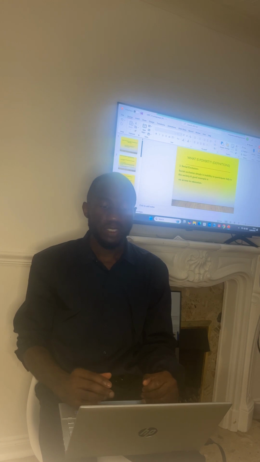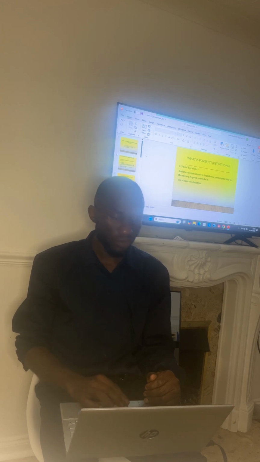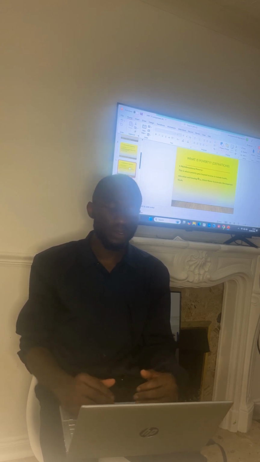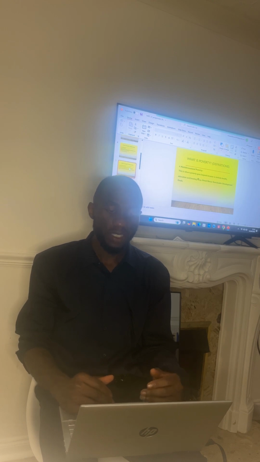Social exclusion simply is the inability to participate fully in society. A good example is no access to education. And in this other slide, we'll also be talking about the fourth definition of poverty, which is multi-dimensional poverty. This is where poverty goes beyond incomes to include health, education, and housing.